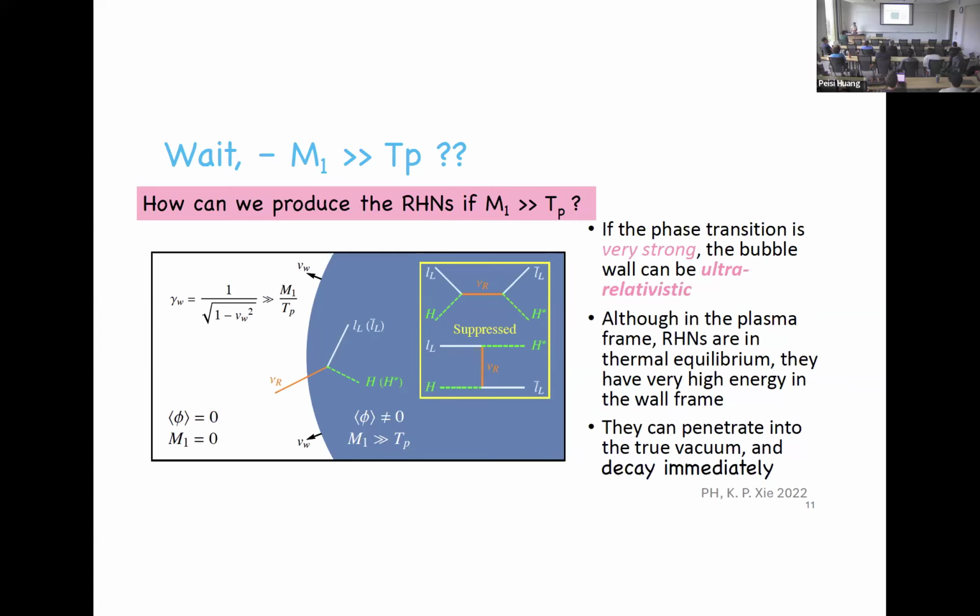So if the phase transition is very strong, then the bubbles can be ultra-relativistic. Although if we are looking at the problem in the plasma frame, we may expect the right-handed neutrinos are in thermal equilibrium, if we look at the problem in the wall frame, they are highly energetic. Therefore, they have enough energy to penetrate into the true vacuum, with part of their kinetic energy converted to the rest mass. And they go to the true vacuum and then they decay immediately.